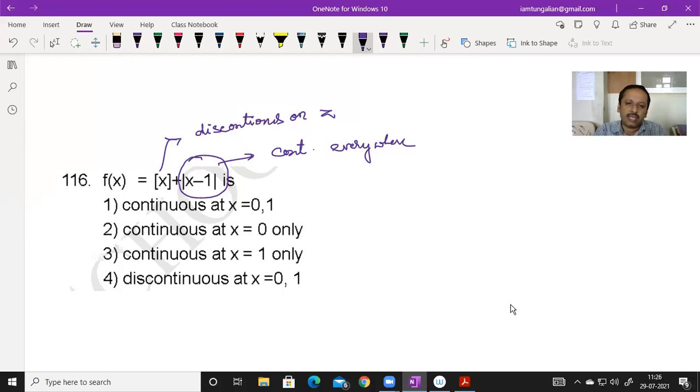Okay. So therefore, now it will purely depend on step x. Mod x minus 1 is continuous everywhere. So this function f of x will now purely depend on step x. Wherever step x is continuous, it will be continuous. Wherever step x is discontinuous, it will also be discontinuous. So looking at the options, it is discontinuous at x equal to 0 and 1. Not only at 0, 1, but at all integers, but among the given options, this is the right answer. It is discontinuous at x equal to 0, x equal to 1.